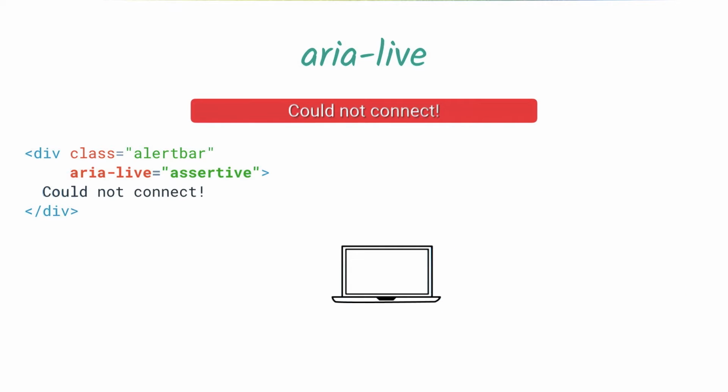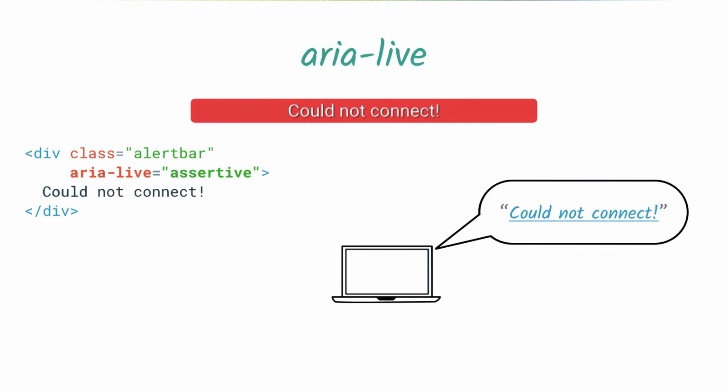aria-live allows developers to mark a part of the page as live, in the sense that updates should be communicated to users in a timely manner rather than if and when they happen to explore that part of the page. One example might be a status message which appears as a result of either a user action or an external event. If this message is important enough to grab a sighted user's attention, we can direct an assistive technology user's attention to it by setting an aria-live attribute on it.